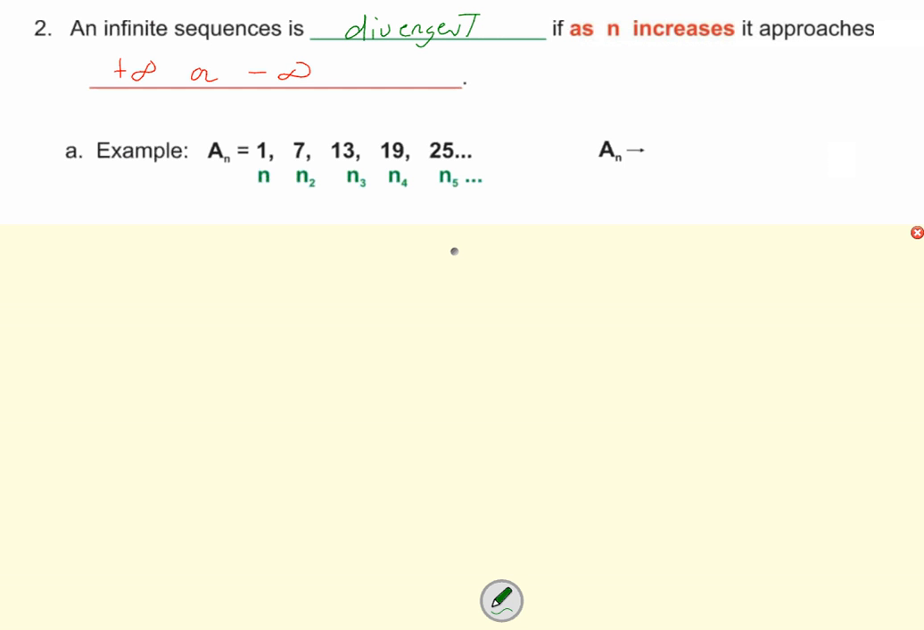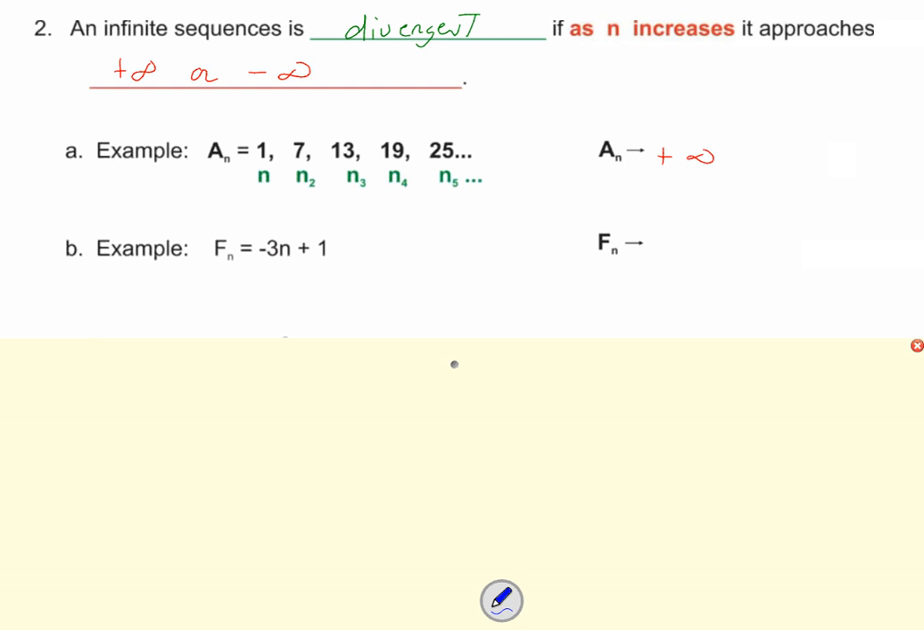A doesn't give us a ton of data, but we're progressively getting larger, and it keeps getting larger. And this one is heading toward positive infinity. It is divergent. The second example, we don't know.